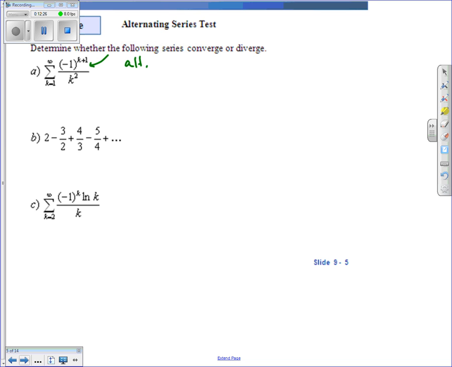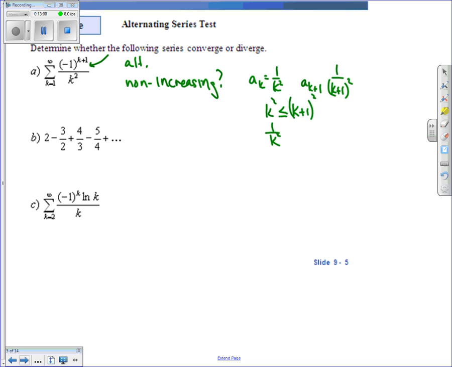The next thing I want to check is, is it non-increasing? Well, the a sub k term is 1 over k squared. A sub k plus 1 is 1 over k plus 1 squared. And obviously k is less than k plus 1, so k squared is less than or equal to k plus 1 squared. And that means if you invert them, 1 over k squared is greater than or equal to 1 over k plus 1 squared. So this one is the a sub k plus 1, and this one is the a sub k, so it is less than or equal.